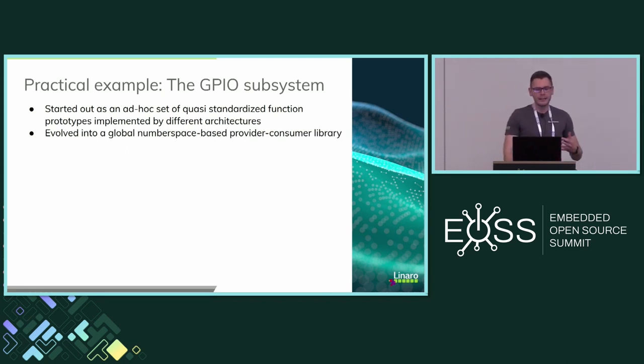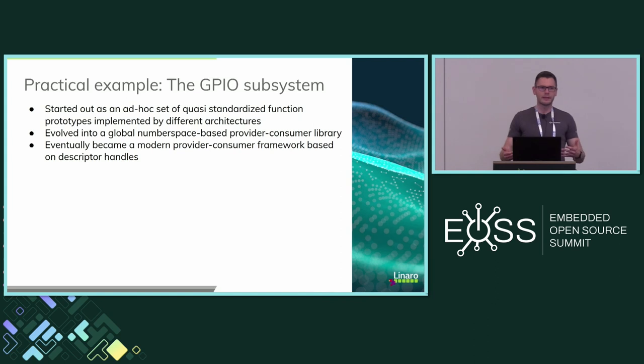So later, the GPIO subsystem evolved into a provider-consumer model, but based on a global number space, simply because those numbers were already used in these initial semi-standardized symbols. And eventually, the subsystem evolved into a proper modern kernel provider-consumer model with a framework with opaque descriptors for GPIO lines. But it doesn't change the fact that the old code existed and the new came on top of it. So internally, we're still using the global number space. Externally, the old interface is still there and it's still supported.